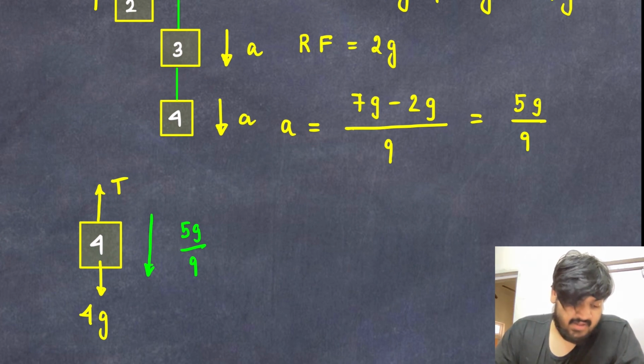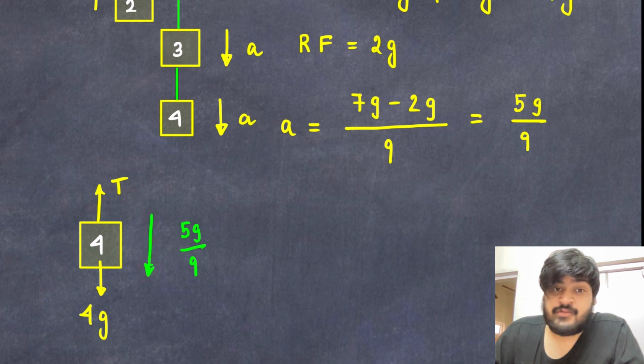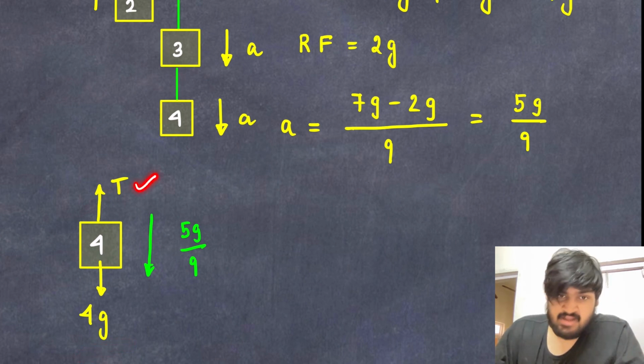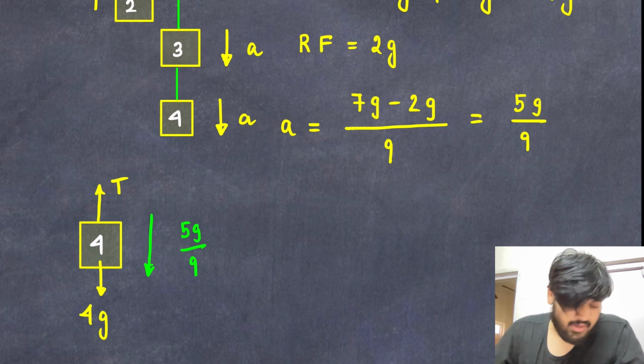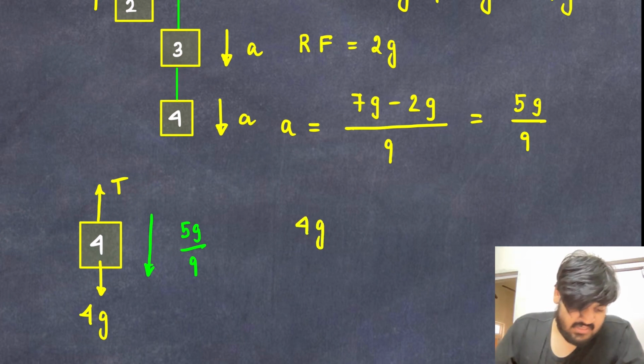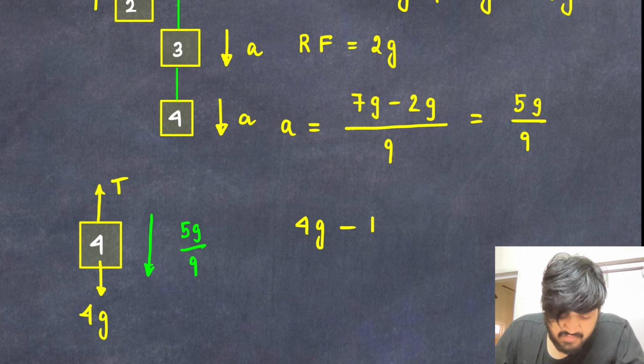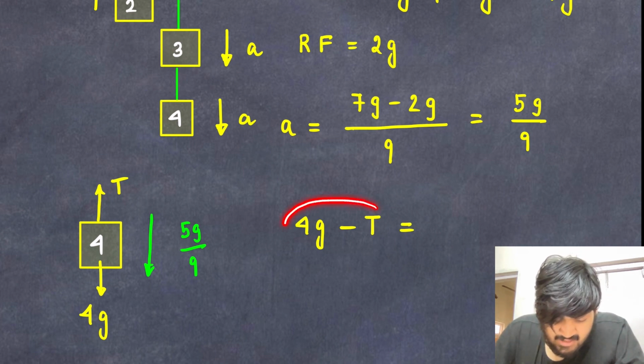So over here see, if the acceleration is downward, then the downward force must be greater than the upward force. The downward force is 4g, and it must be greater than this tension T, right? Only if the downward force is greater will the acceleration be downward. So the downward force is 4g. Tension is trying to resist the motion by giving a force upward, right? So 4g minus T is equal to, what is this? This is the net force.